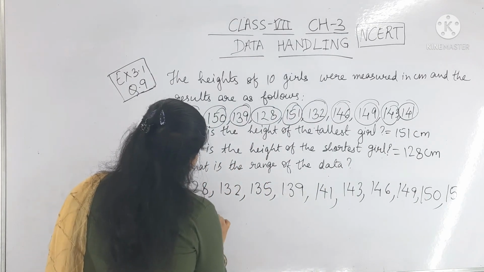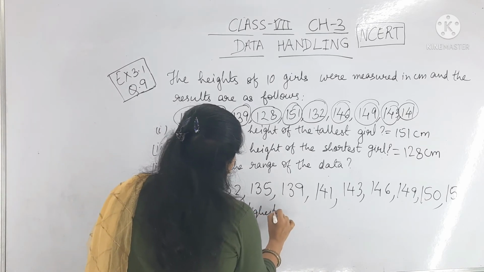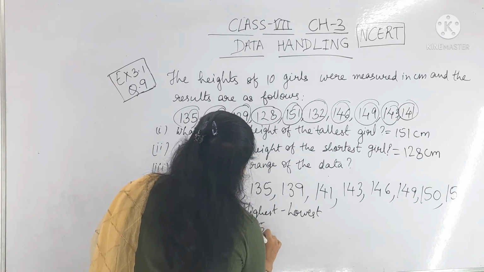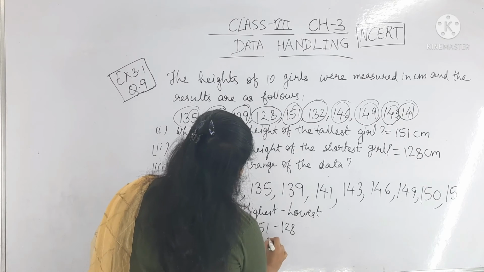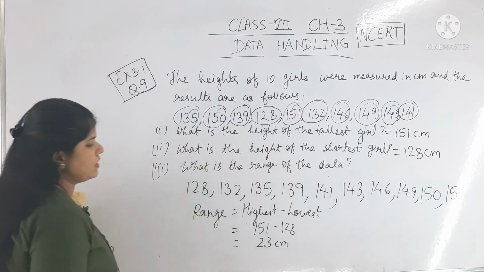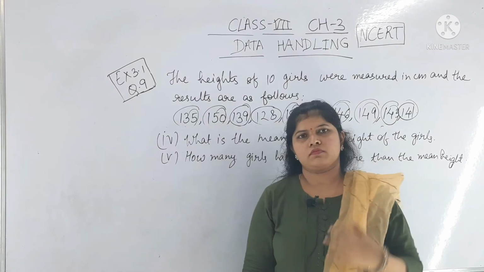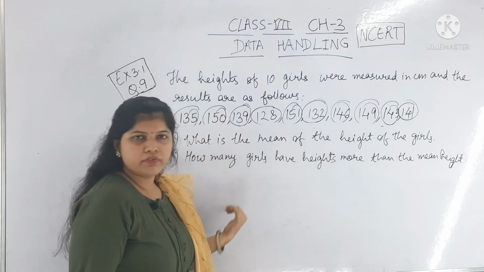Now what is the range of the data? So range is equal to highest minus lowest. So it is 151 minus 128. So here it has come 3. 4 minus 2 is 2. It is 23 centimeter. So this is the third part. In the last question, question number 9, we have the fourth and fifth part also.